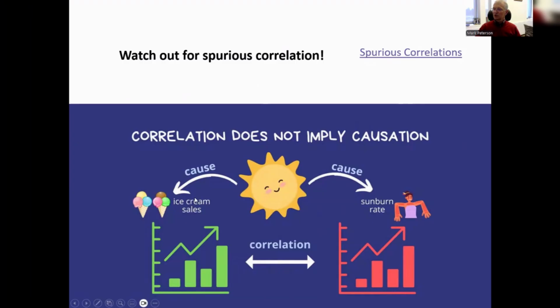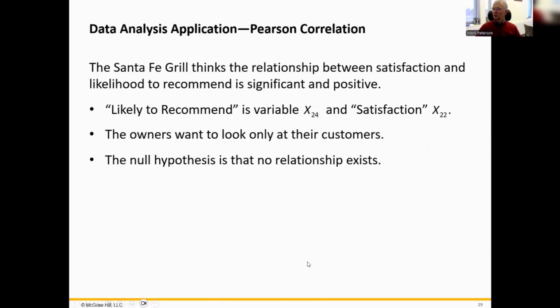So here you can see ice cream sales do not cause sunburn. There's some other third variable, which is sunshine, that accounts for probably both of these. That's the causal mechanism, not that ice cream sales make your skin turn red.